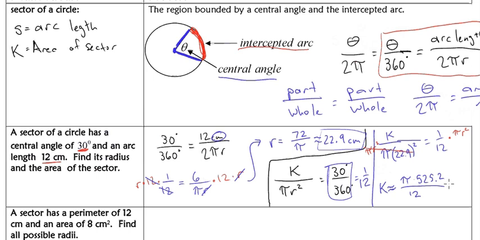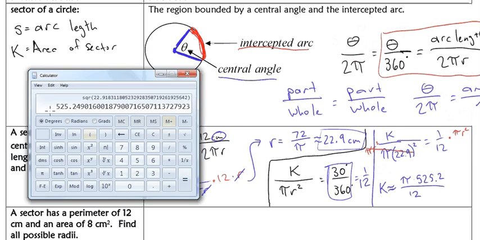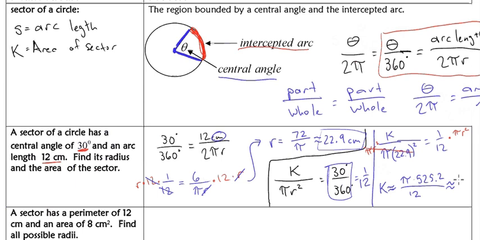But that's going to give us, so 525, let's multiply that by pi. And then that divided by 12. And we end up with 137.5. So something right around 137.5. And this was our sector. So this is going to be centimeters squared. 137.5 centimeters squared. All right, hope that helped.